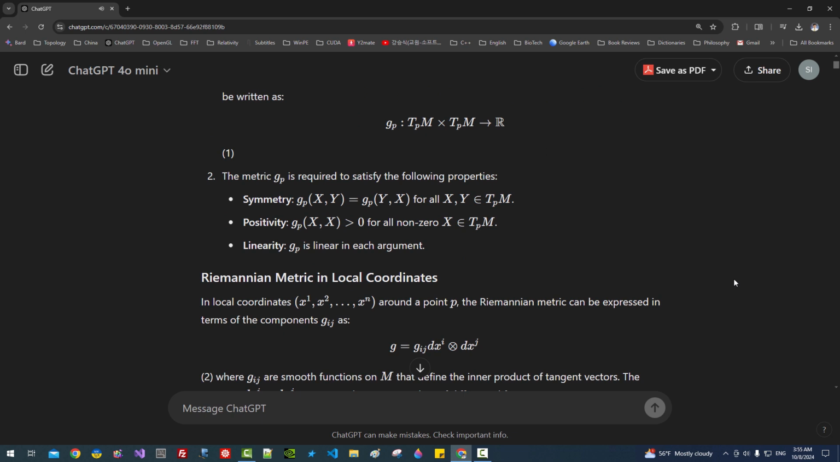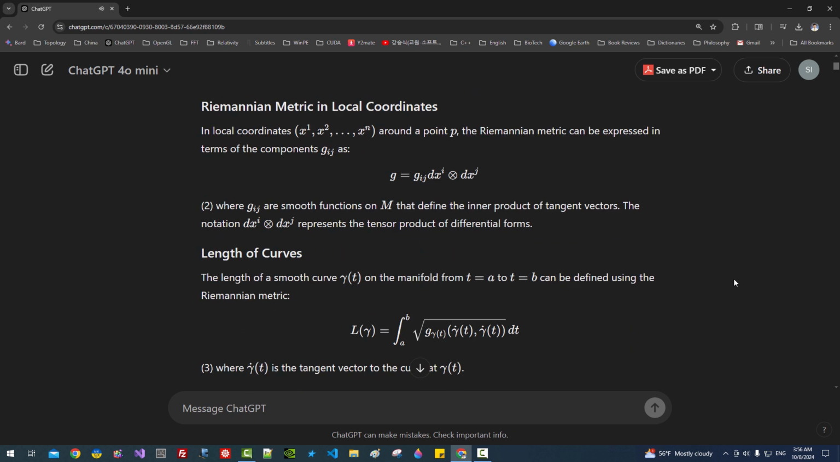Symmetry: g_p(X, Y) equals g_p(Y, X) for all X, Y in T_pM. Positivity: g_p(X, X) > 0 for all non-zero X in T_pM. Linearity: g_p is linear in each argument. Riemannian metric in local coordinates. In local coordinates x^1, x^2, ..., x^n around a point p, the Riemannian metric can be expressed in terms of the components g_ij as g = g_ij dx^i ⊗ dx^j, where g_ij are smooth functions on M that define the inner product of tangent vectors. The notation dx^i ⊗ dx^j represents the tensor product of differential forms.